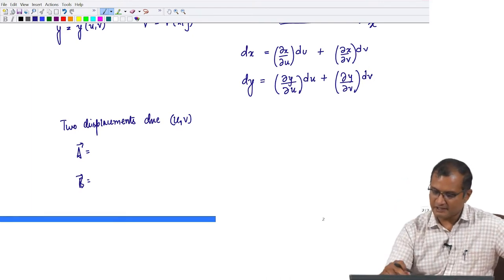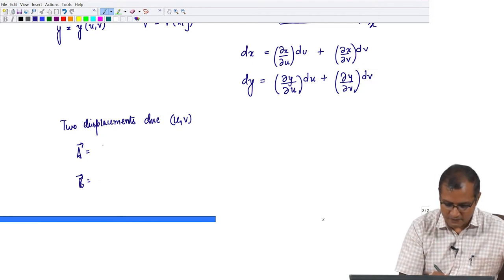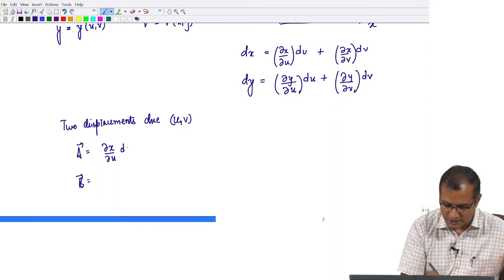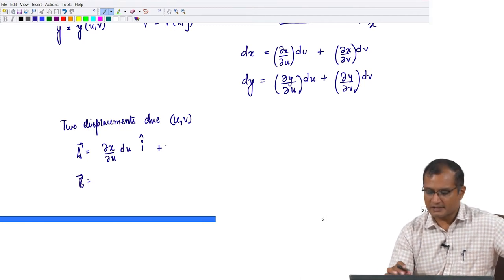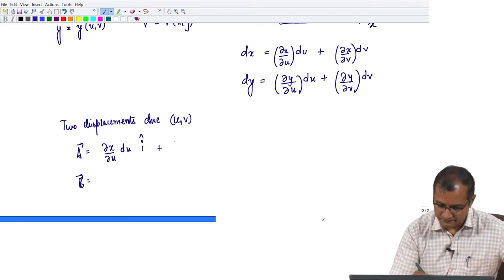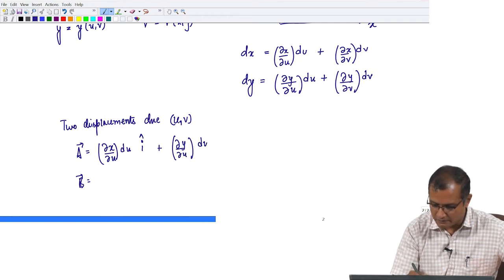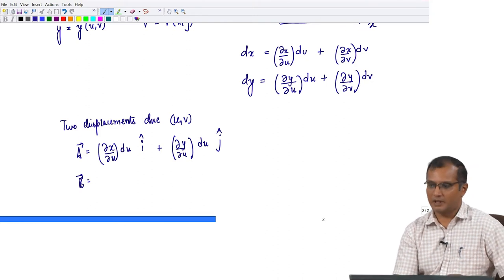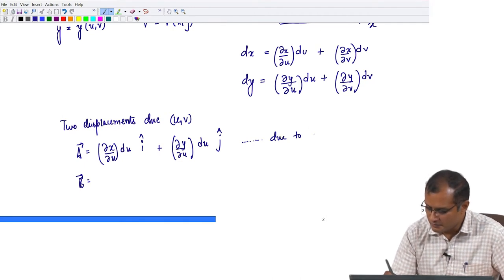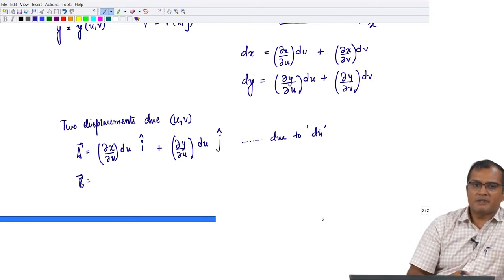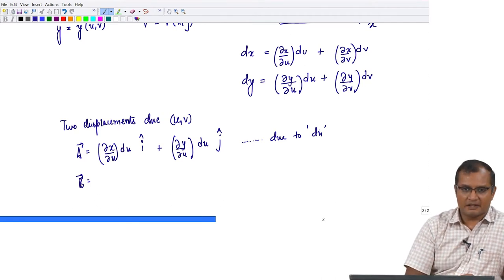Okay. So, you can see that the first term on the right hand side of dx is basically one term of A. So, I will say this is dx by du times du in the direction of i plus the component that is the first term for dy, that is dy by du times du in the direction j. Okay. So, as you can see, I can write down that this is entirely due to du. So, the displacement due to du has affected my displacement vector A.